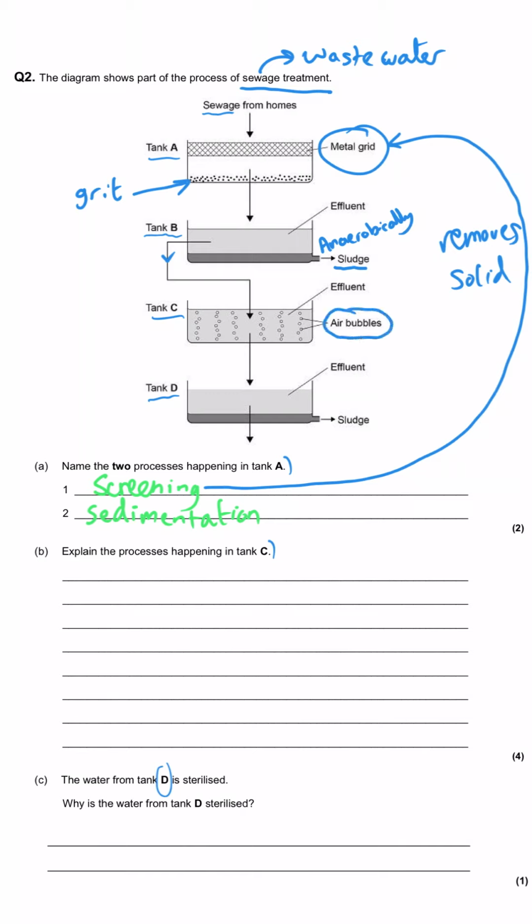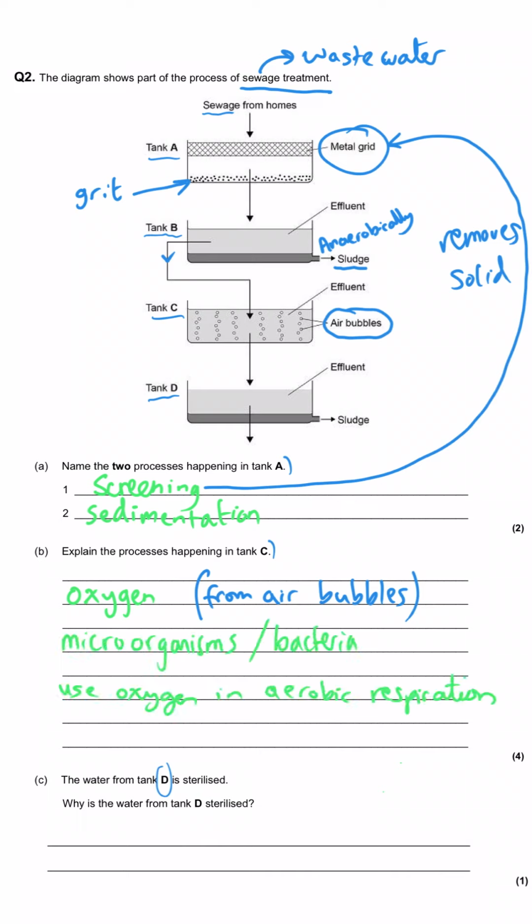We're moving on to the actual next question, with the air bubbles. The air bubbles are providing oxygen to the tank, and microorganisms in that tank use that oxygen for aerobic respiration. During that process, the waste is broken down, it's digested. And that's all that you need to say, even though we're getting 4 marks, we're not using half the lines there, really.